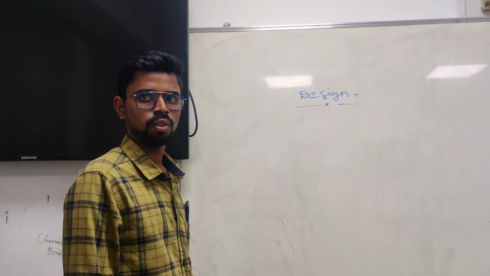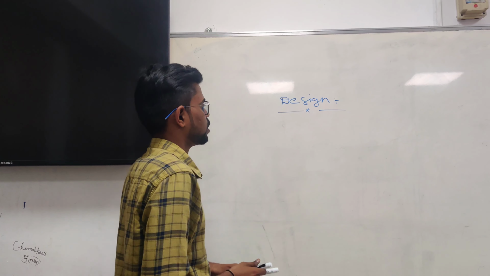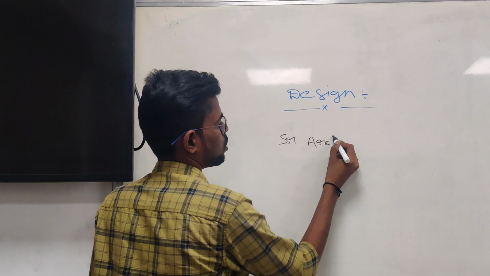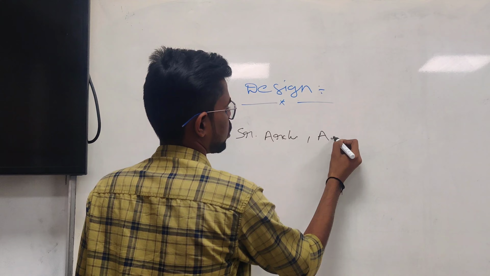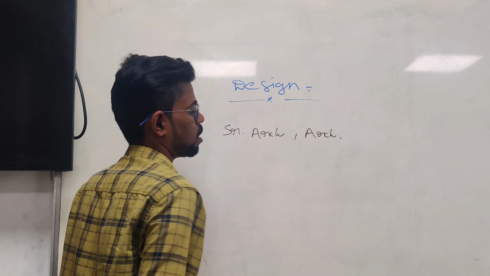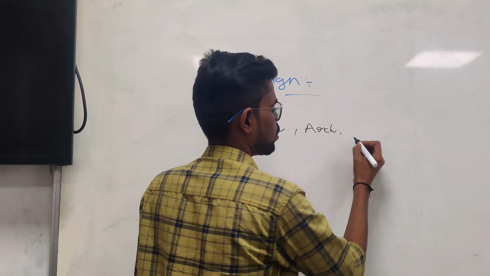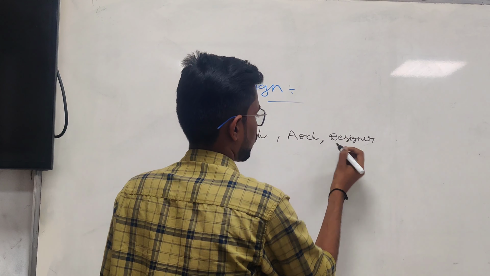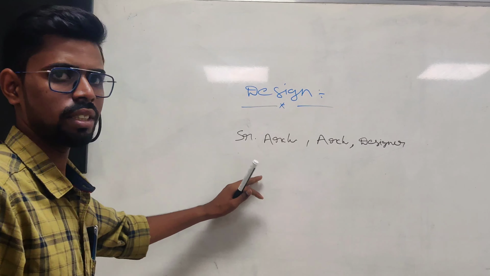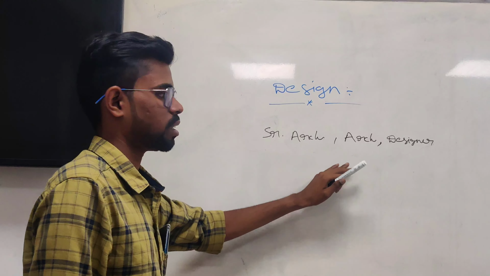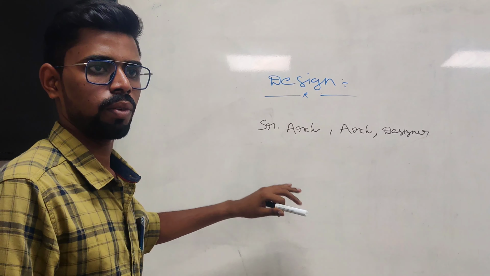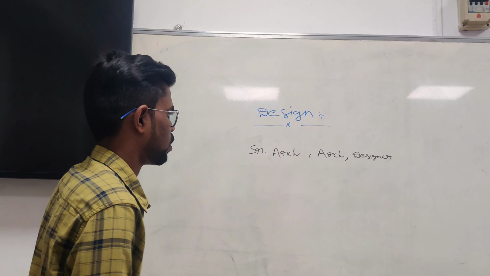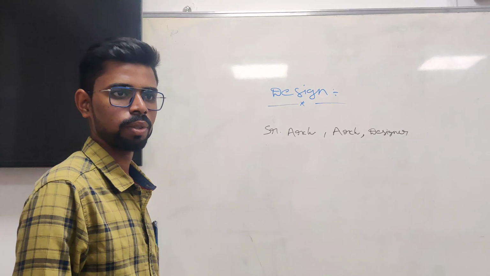It is the third stage of the waterfall model. It is done by the senior architect and designer. In this stage, the senior architect and designer will create one blueprint for the application. That means how to develop the application in a particular way.